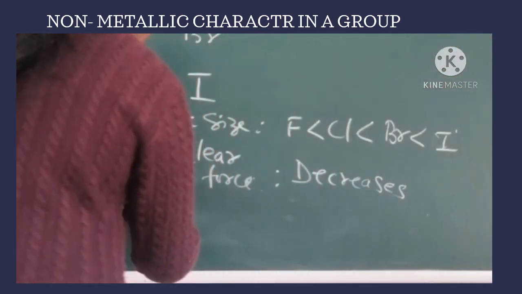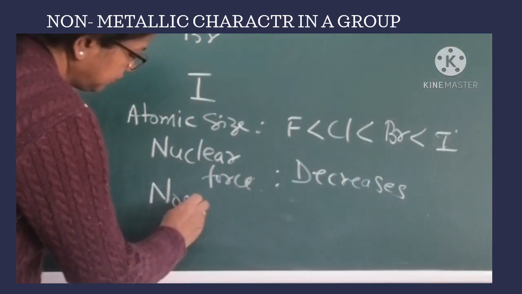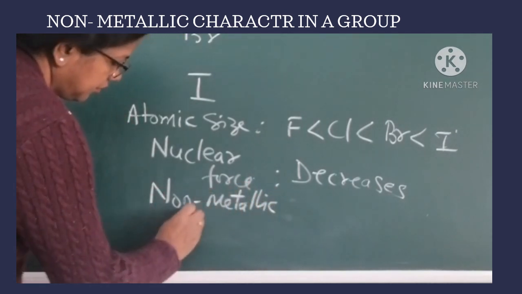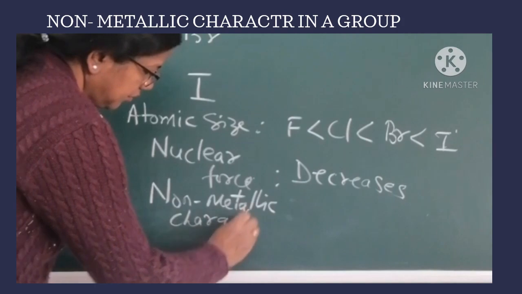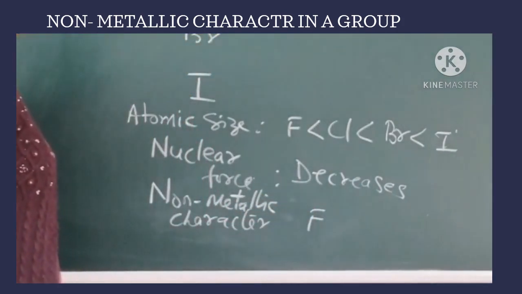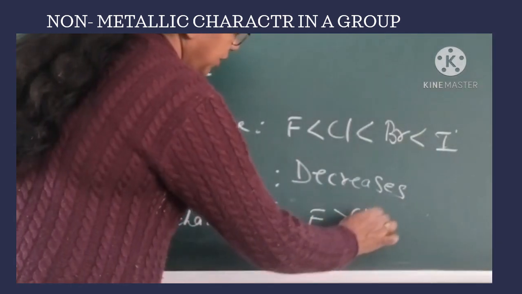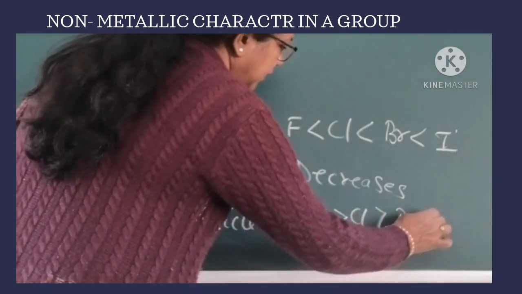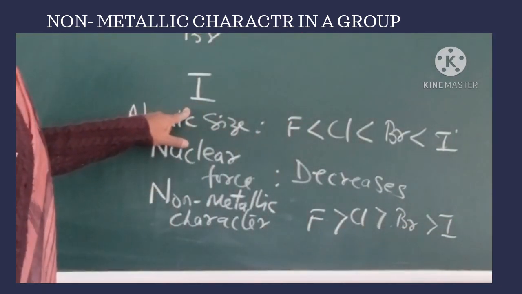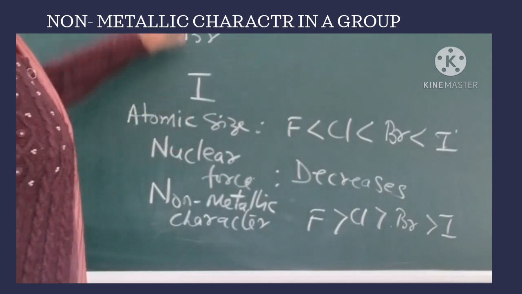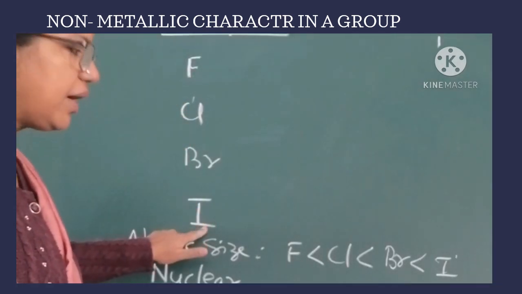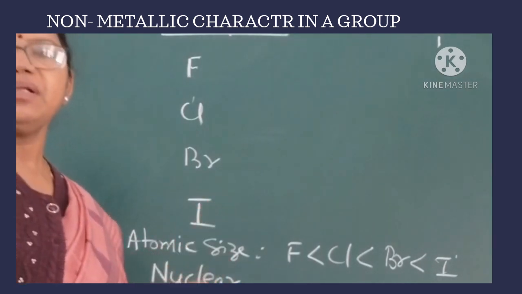That means we can see non-metallic character: fluorine has the highest non-metallic character, followed by chlorine, bromine, and then iodine. Iodine will show a few metallic characters as well. Here fluorine, chlorine, bromine are all in the gaseous state, whereas iodine is a dark purple solid.